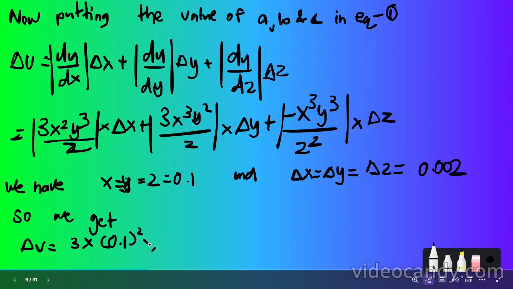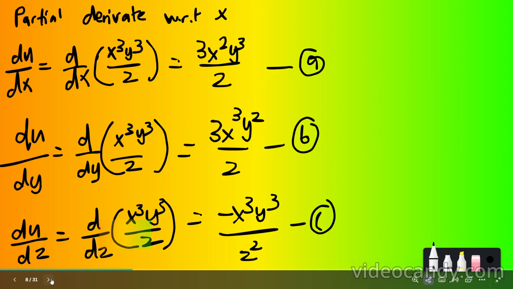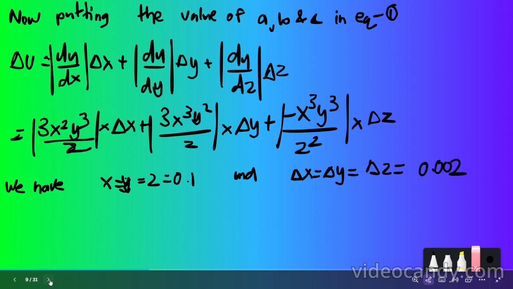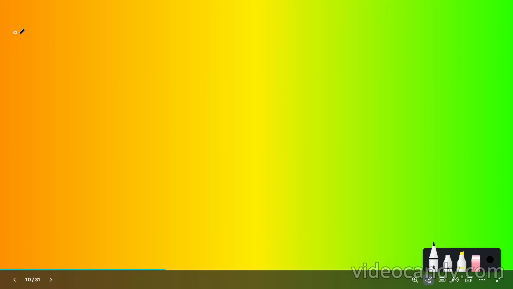So we get triangle u is 3 times 0.1^2 times 0.1^3 over 0.1 times 0.002. Sorry for that, we need to go to the next page.